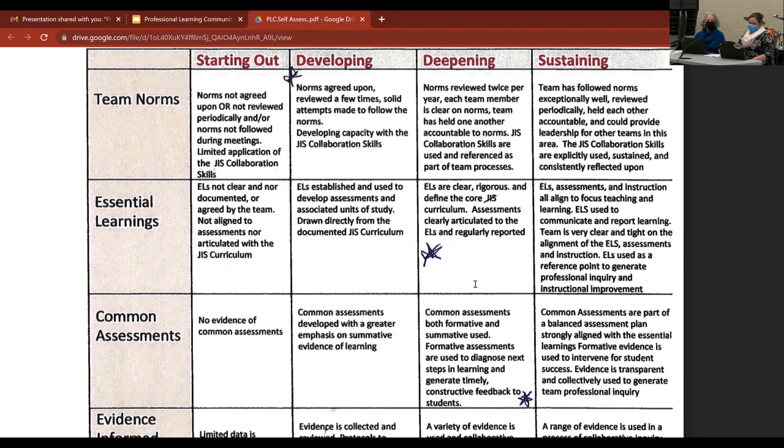And so we are using that, teams taking a look at it mid-year, end of year, and again, looking for that systemic continuous improvement.